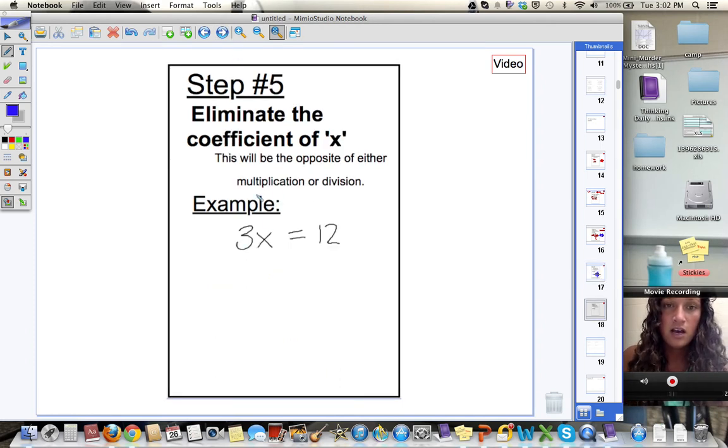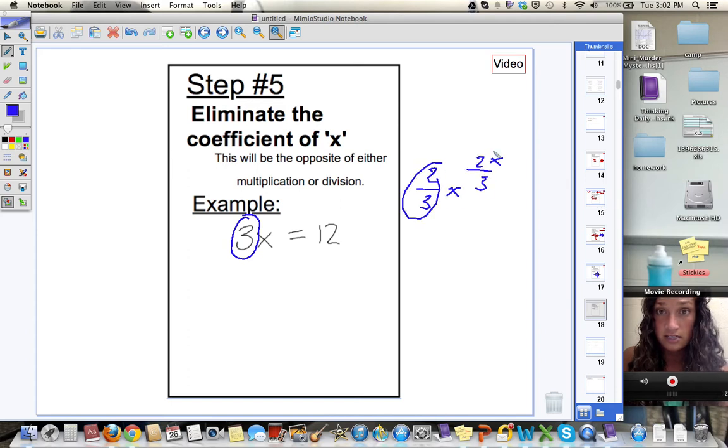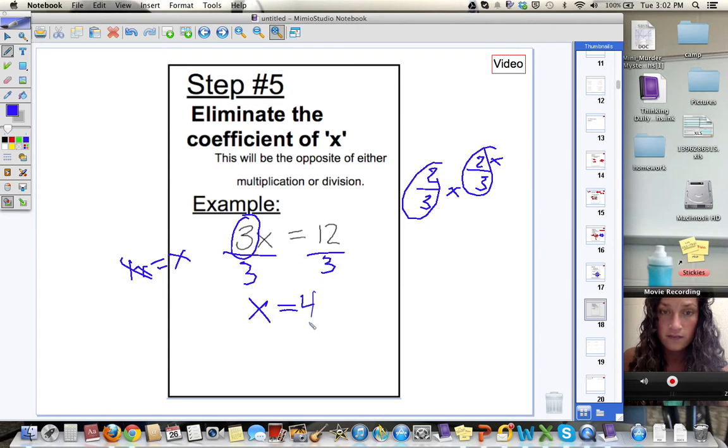Step 5, eliminate the coefficient. The coefficient is the number touching your letter. My coefficient here is 3. Here, my coefficient would be 2/3. It could also be written like this. It's still 2/3. You just do the opposite. Since these are touching, that means multiply. The opposite of multiply is divide. 3 divided by 3 is 1. 1x is the same thing as just x, so I'm not even going to write it like that. I'm just going to write x. x equals 12 divided by 3, which is 4.